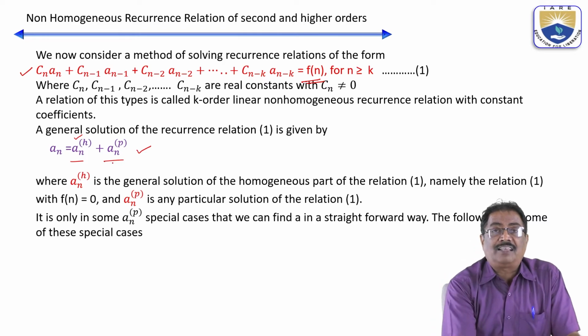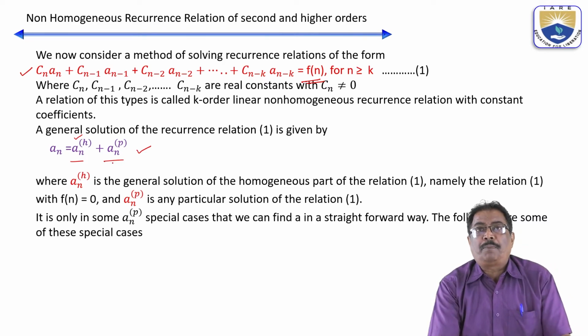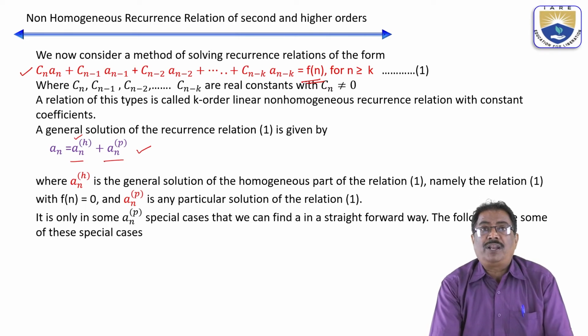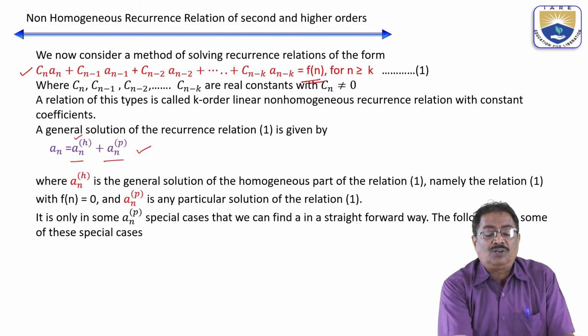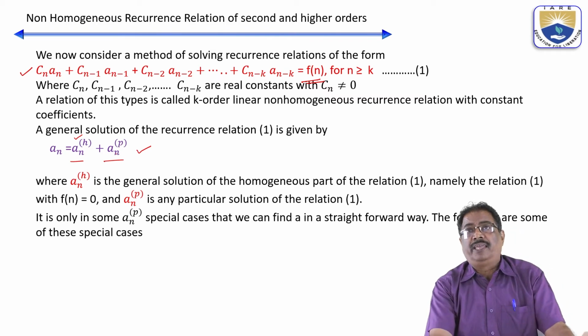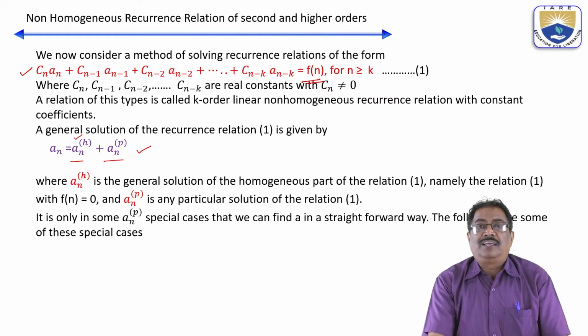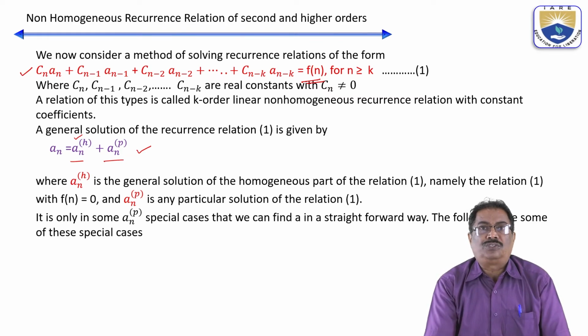And next, this is the other solution. An power p is called a particular solution of the recurrence relation. So whenever this is one solution and this is another solution of any recurrence relation, then the linear combination is again a solution for this.